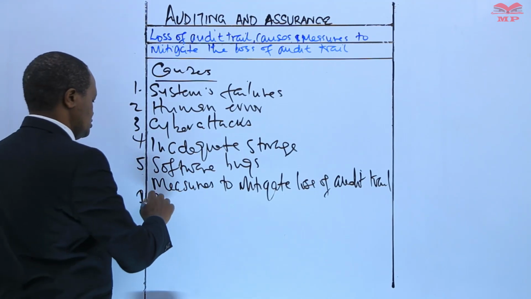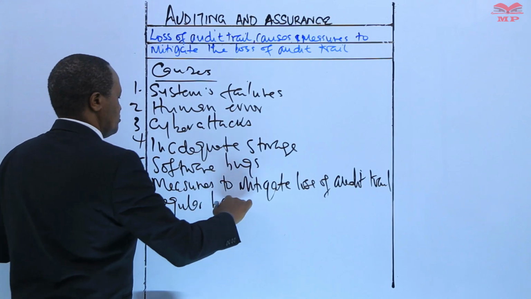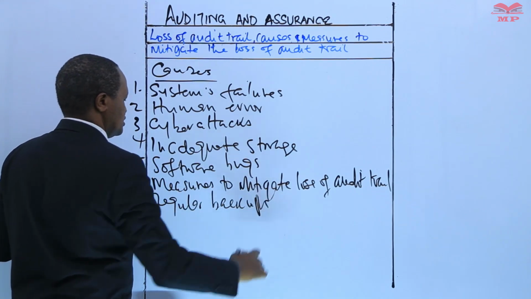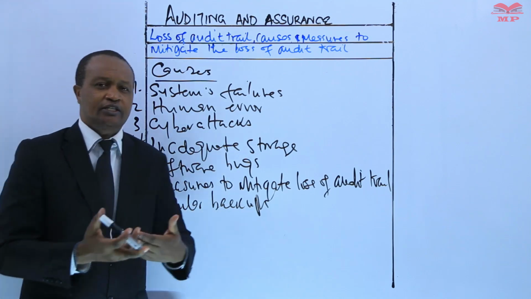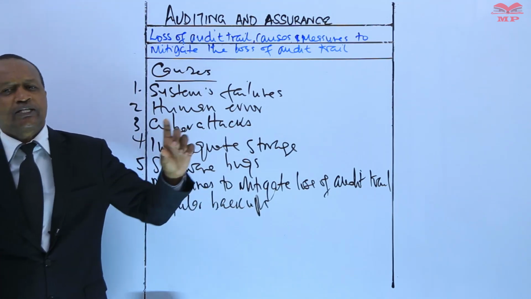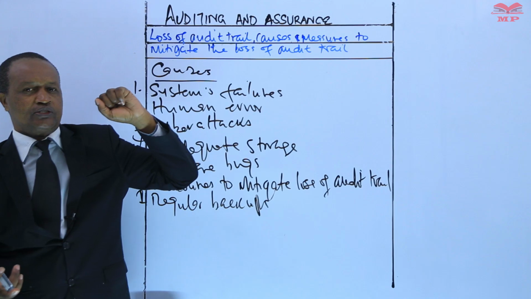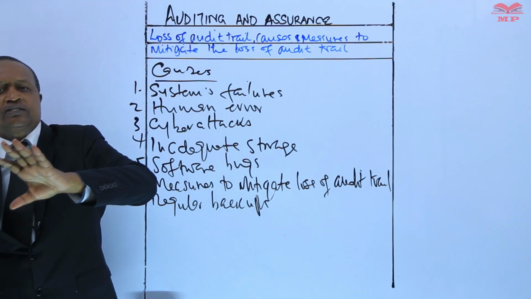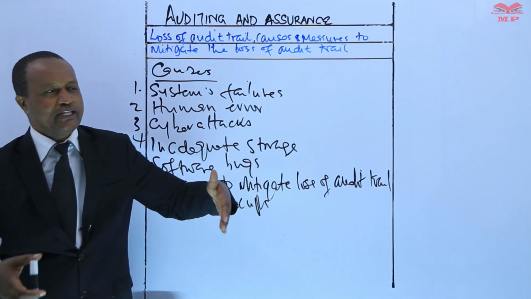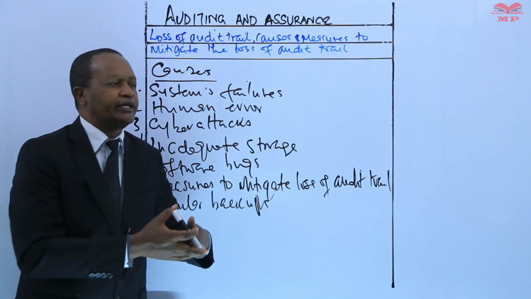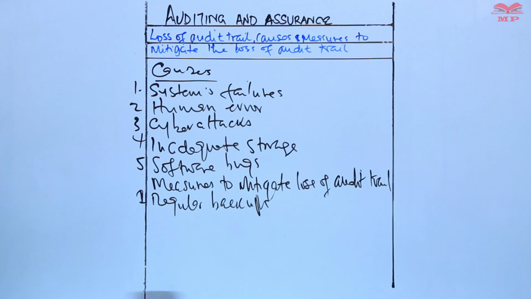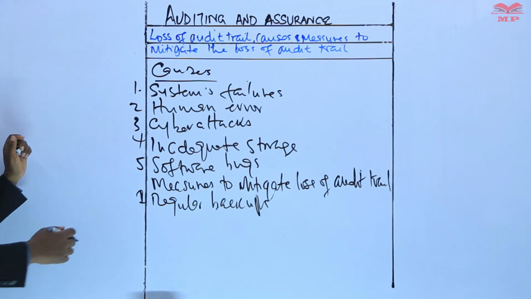Number 1, regular backups. Backing up data regularly. Implement regular backups of audit logs to separate and secure locations. That ensures that even if logs are lost in the primary system, they can be recovered from the backup.